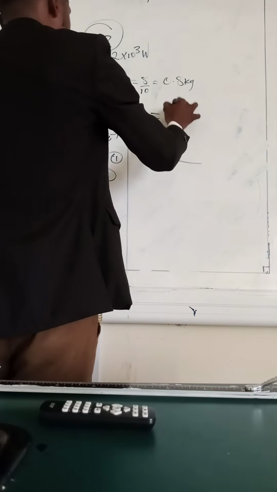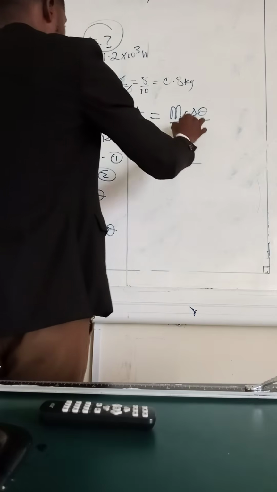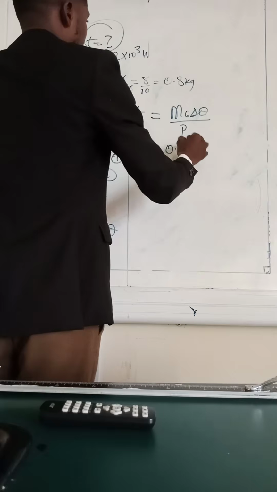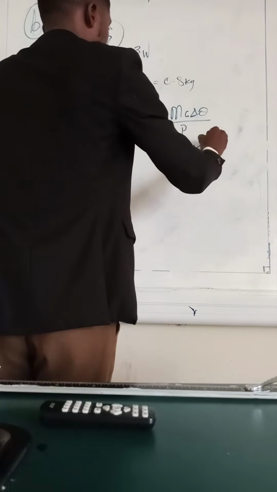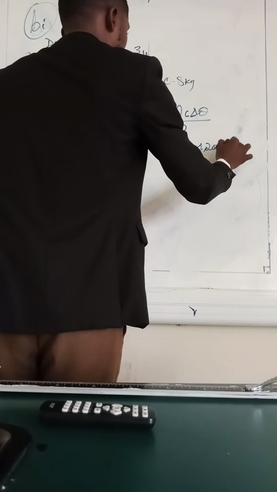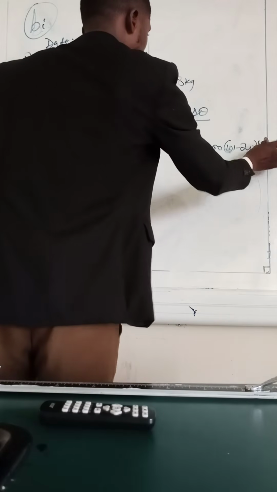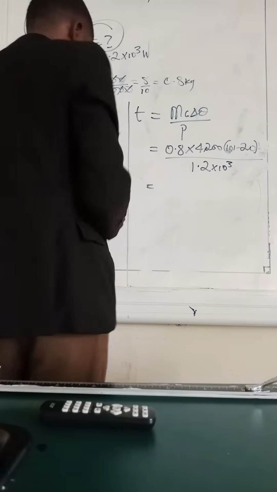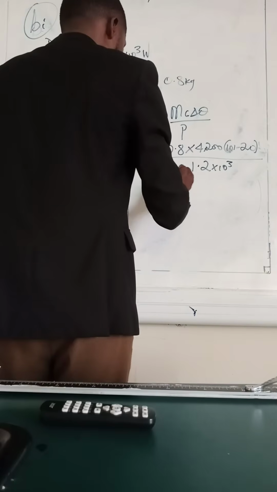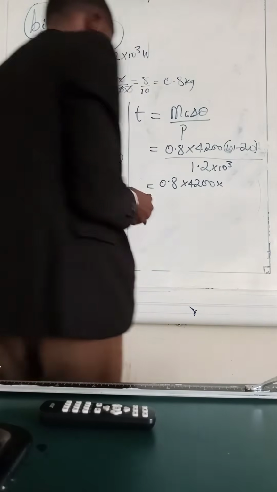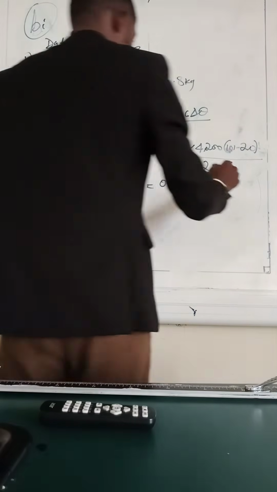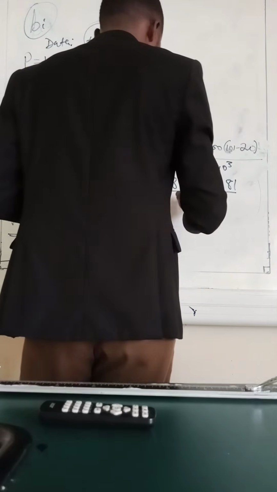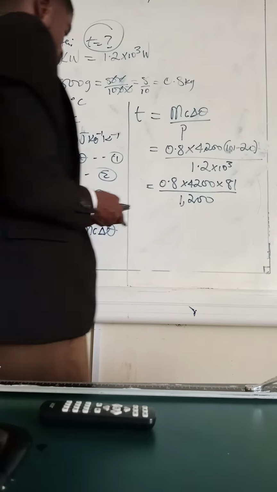So our T is equal to MC change in theta all over P. We are going to substitute correctly now. The mass of the water is 0.8, the specific heat capacity is 4,200, times the change in temperature, 101 minus 20 degrees Celsius, divided by power. Your power is 1.2 times 10 to the power 3 watts, which is 1,200. So we have 0.8 times 4,200 times 81, divided by 1,200.